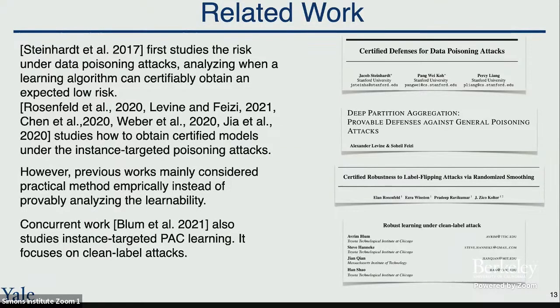I should also say that Bloom and company also have a work that looked at instance targeted learning, but they focus on what is called clean label attacks, which is a very interesting type of attack. What they mean is that I'm going to give you data points with correct labels, not the ones where I showed that you change the labels. They're correct. But what they're doing is changing the distribution. And by changing the distribution, suddenly the classifier is going to change and you're going to make a mistake.